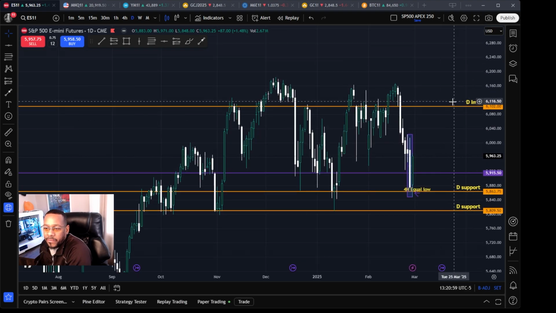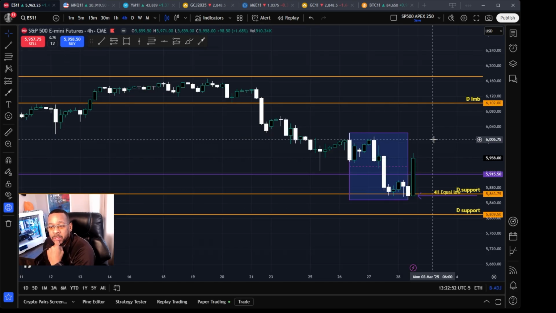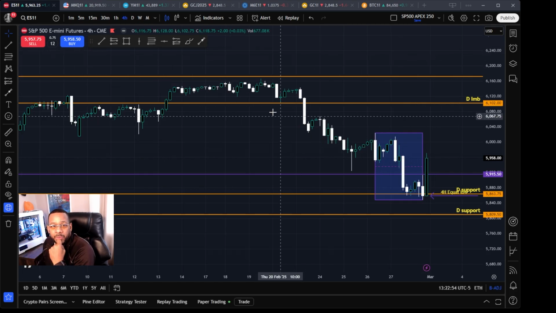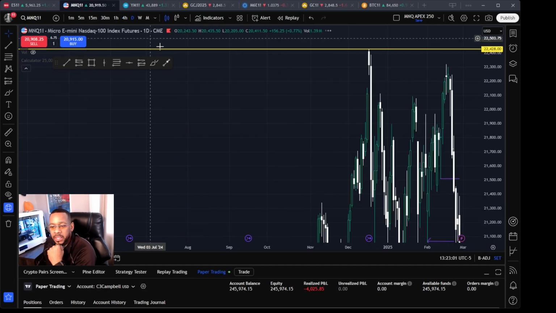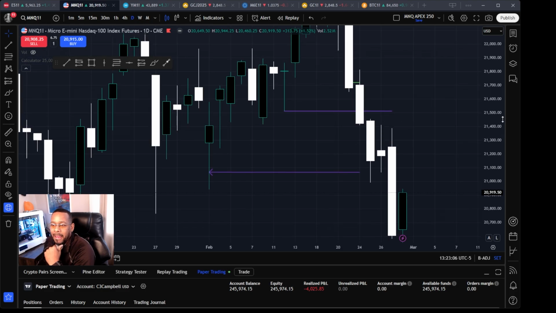Again, daily imbalance. And if it goes from here, we're looking to take out this high. A lot of opportunity. So just be patient with S&P. Let's go over here to NAS. Let's go to the daily. Take a look.